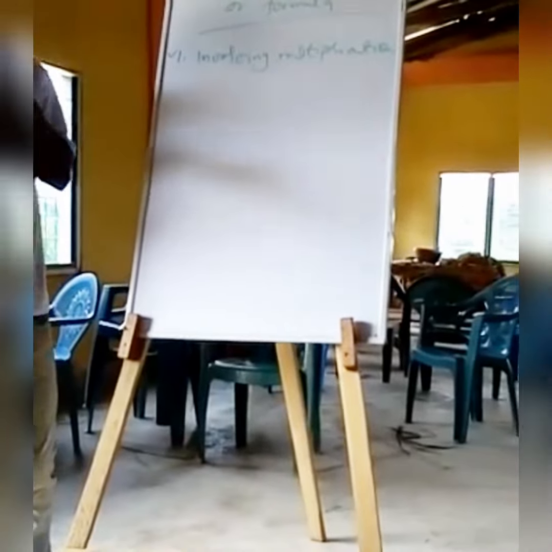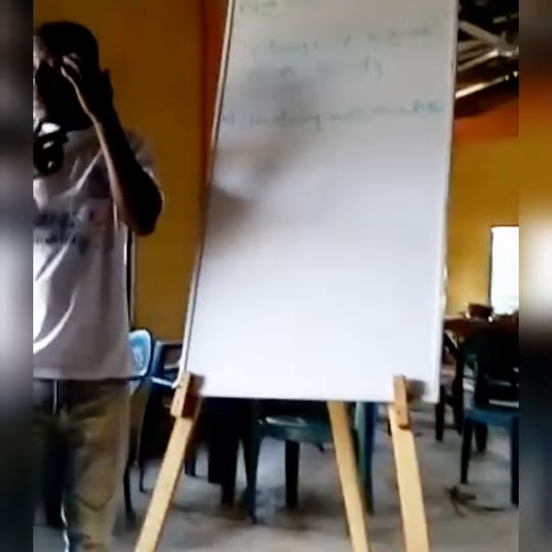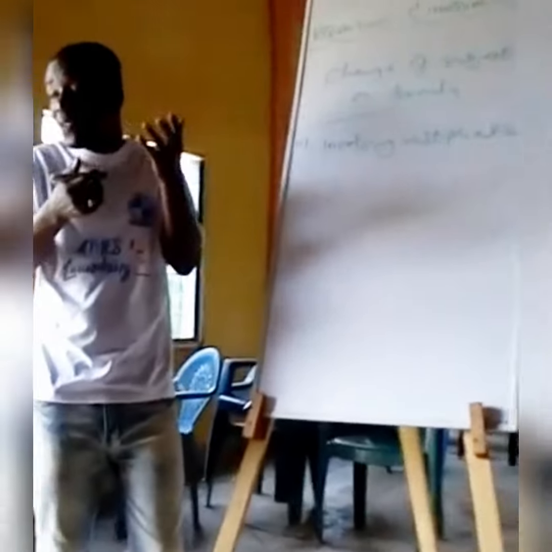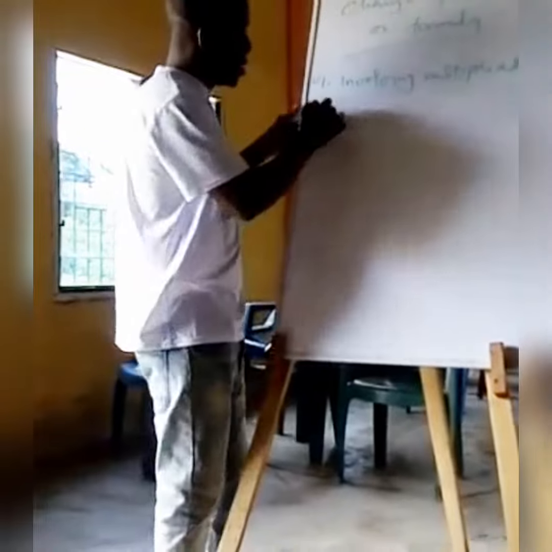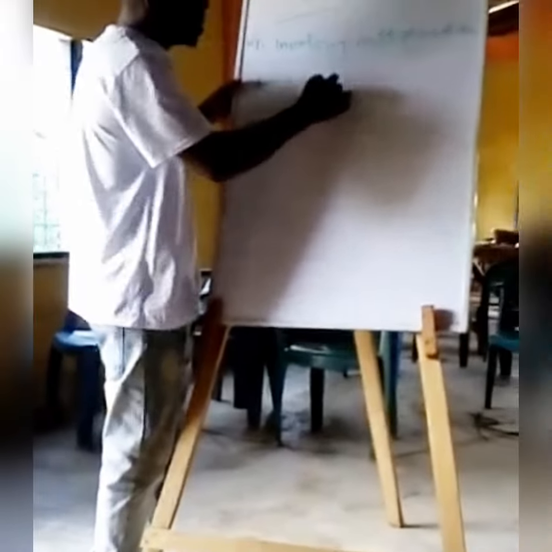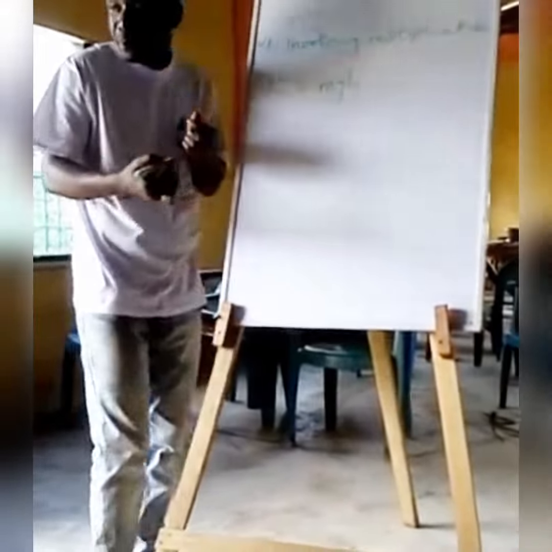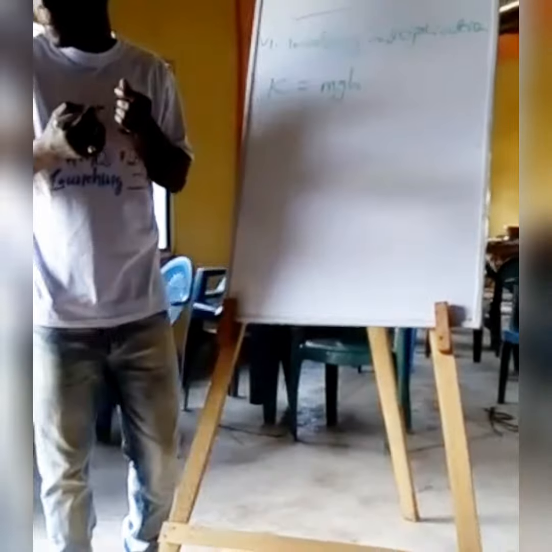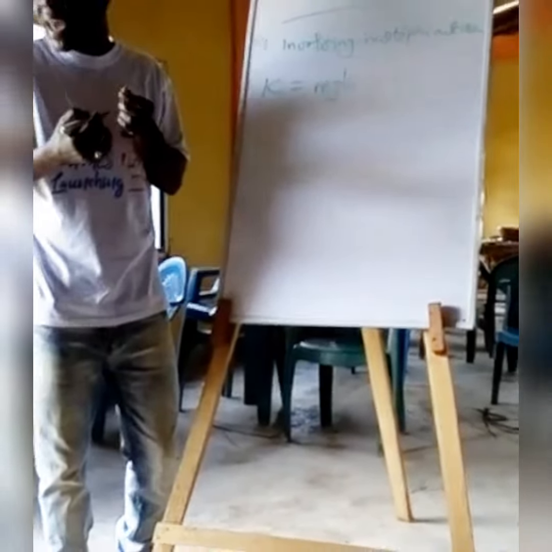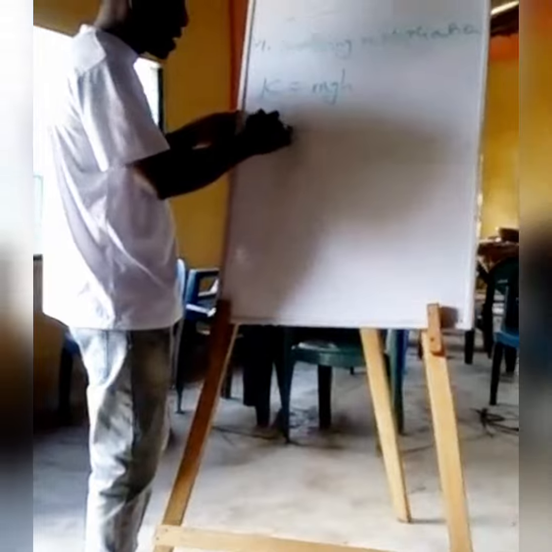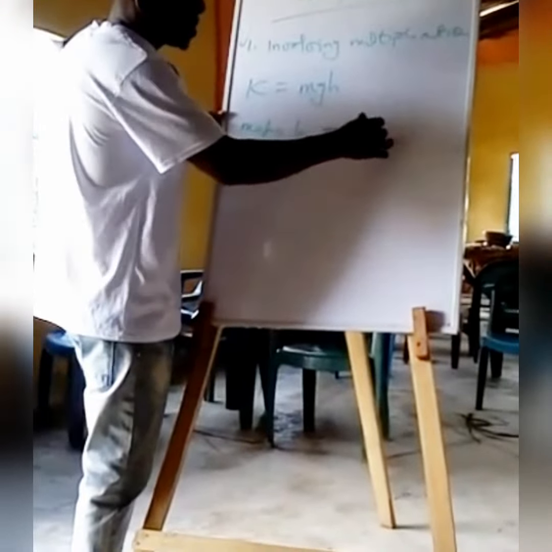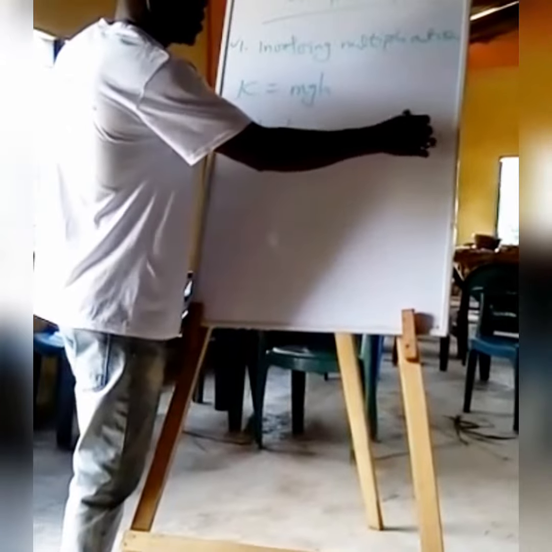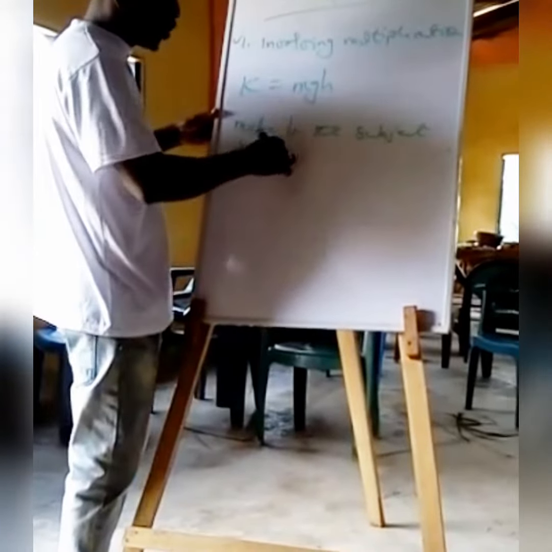For example, to make H the subject of the relation K equals MGH. We have K equals MGH, and you are asked to make H the subject of the equation.